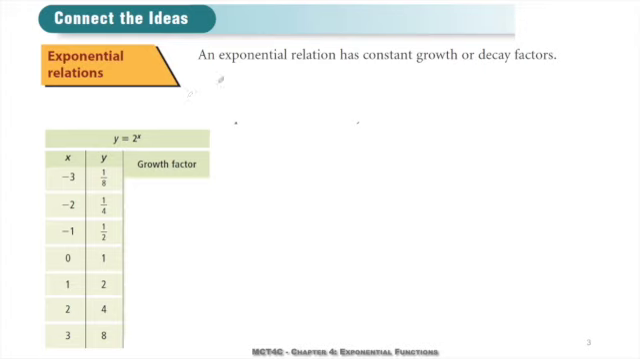So to start, an exponential relation has a constant growth or decay factor. And the way that you figure out a growth or decay factor is quite easy, but what you're going to do is divide. And where you're going to divide from is starting at the bottom. Okay, so this is the same as finding your first or second differences, like you would for linear or quadratic, except for we're going to divide.